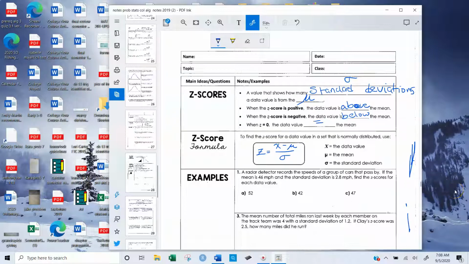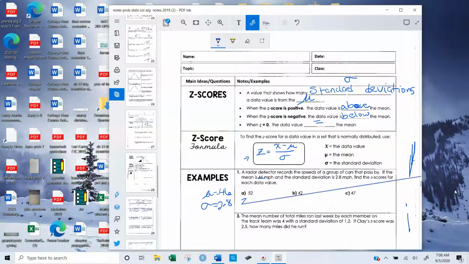All right, let's give a few examples here. A radar records the speed of a group of cars that pass by. If the mean is 46, so mu is 46, and the standard deviation, sigma, is 2.8. Find the z-scores for each data value, so I'm finding z. All you're doing is plugging into this formula.